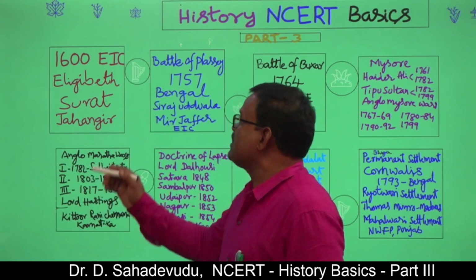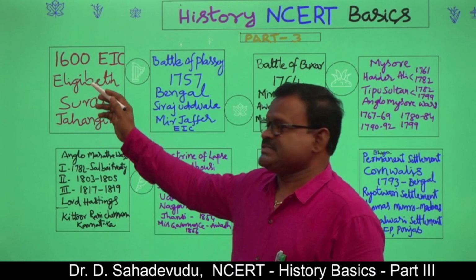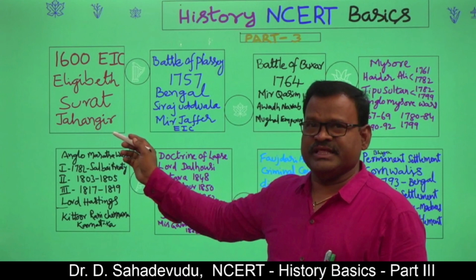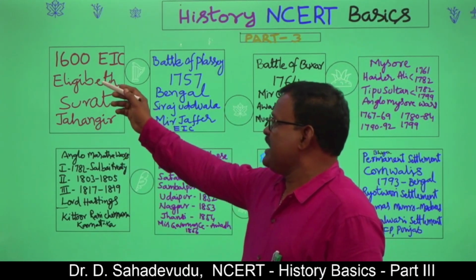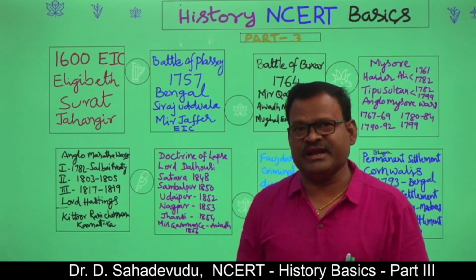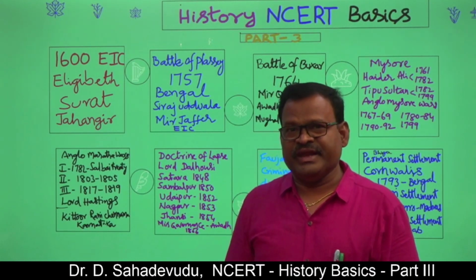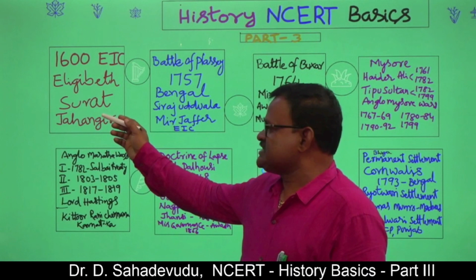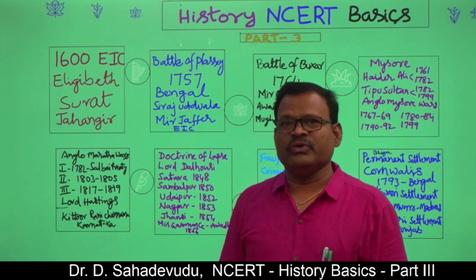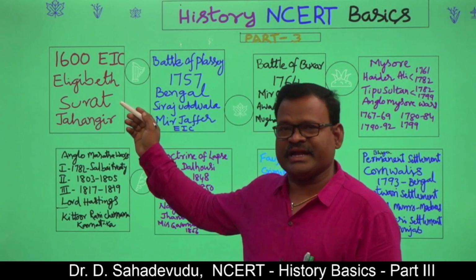So, in this part 3 of NCERT history basics, the first synopsis: 1600, EIC, Elizabeth, Surat, Jahangir. See this synopsis box. The East India Company began its trading activities from the year 1600 AD. With the permission of Elizabeth, it traded with India. It started its first trading station in India at Surat. Jahangir gave permission to do trading activities in India. This is the beginning of East India Company activities.